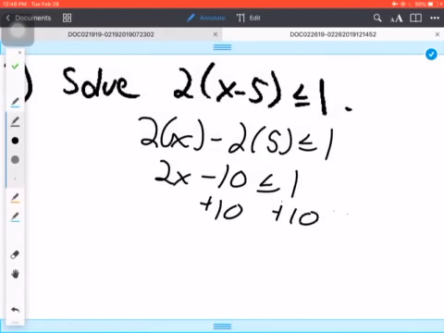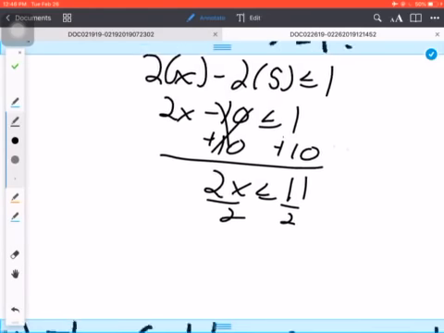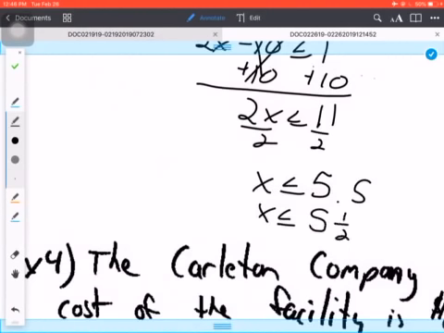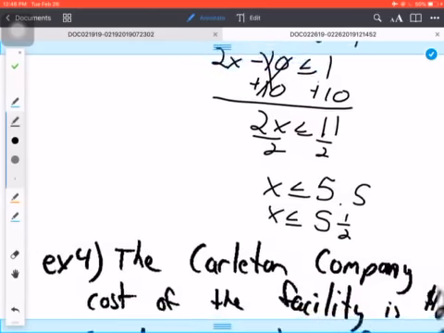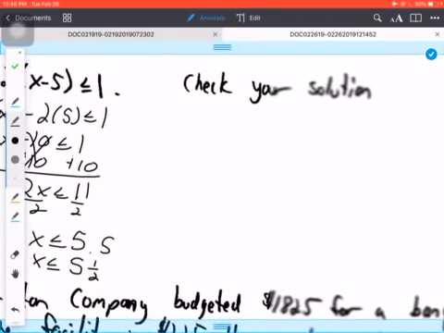Again, solving an inequality is very, very similar to solving an equation. Divide by 2, and we get x is less than or equal to 5.5. You can either say 5.5 or you can say 11 over 2. Both are appropriate here because it doesn't start with a fraction or a decimal, so you can have either one. Now it says to check your solution.